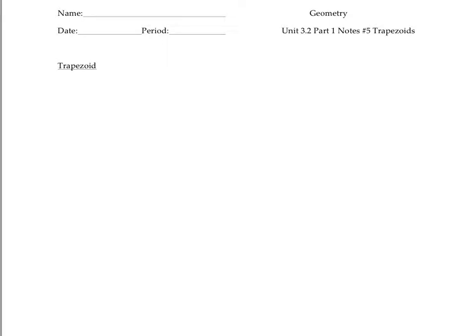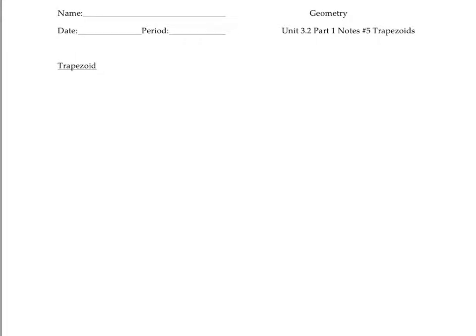Hi everyone, in today's lesson from Unit 3.2, we'll be taking a look at trapezoids. Now, in the past, you probably learned that the definition of a trapezoid was that it was a quadrilateral with exactly one pair of parallel sides. That's what's known as the exclusive definition of a trapezoid, and because of the Common Core standards, they emphasize using the inclusive definition of a trapezoid.